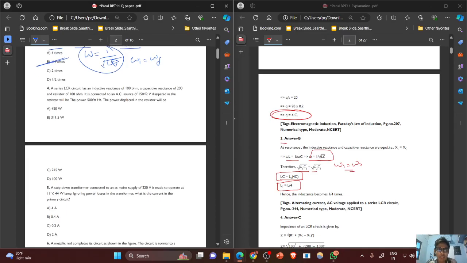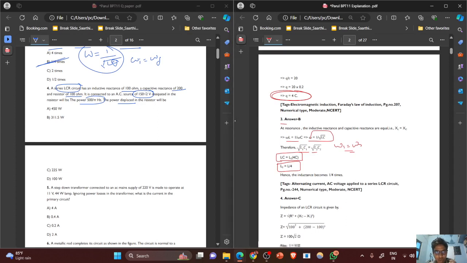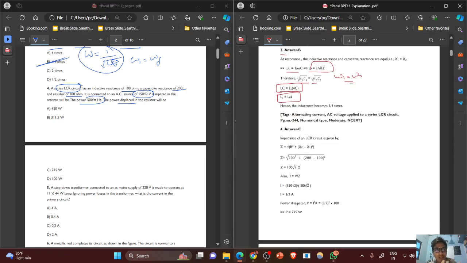Now moving to the next question. LCR circuit, inductive reactance is given, capacitive reactance is given, and the resistor value is given. Connected to an AC source, the voltage is given, and power dissipated is given. But it is asking about the power consumed in the resistor. In an LCR circuit, there are three components: inductor, capacitor, and resistor. It is asking about the power used in the resistor.